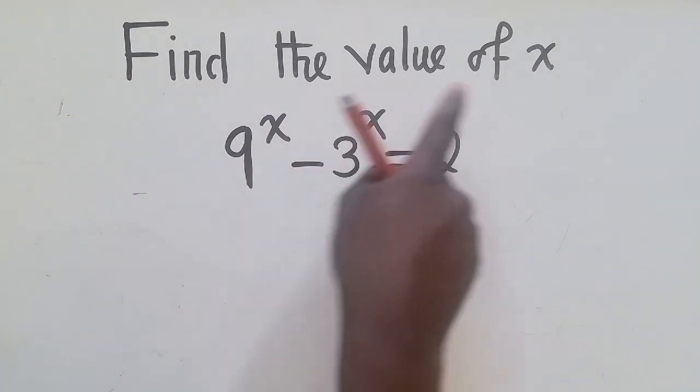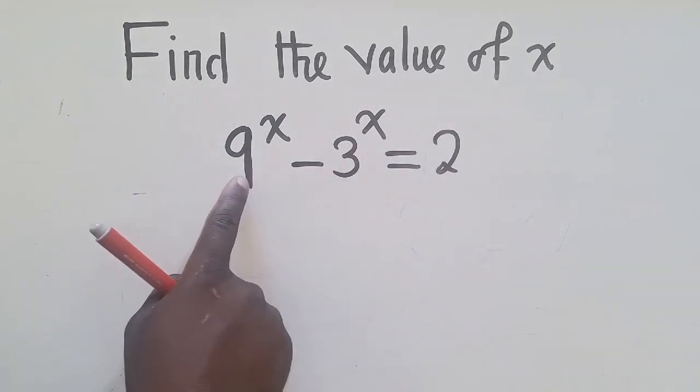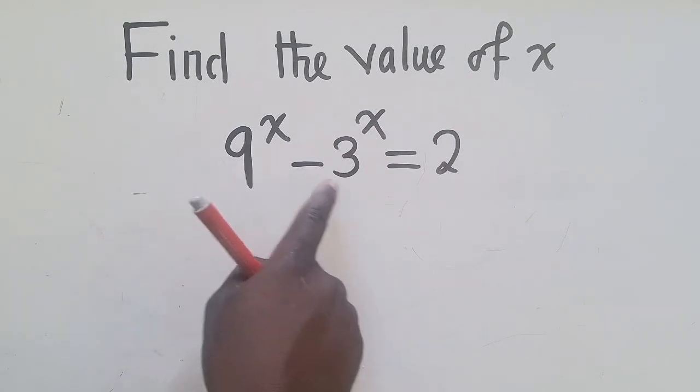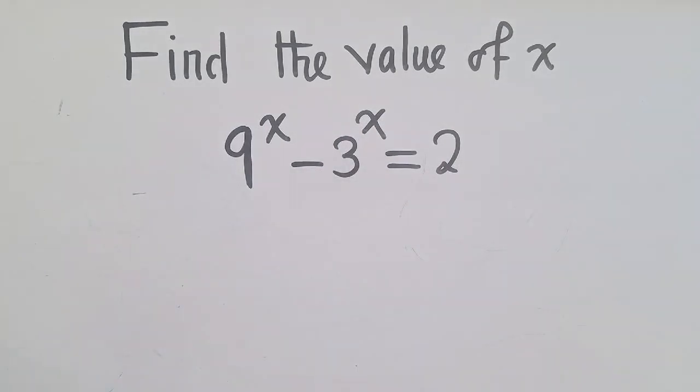I've got the question with me here. We need to find the value of x. We've been given 9 power x minus 3 power x is equal to 2. So how do we find the value of x in this case?